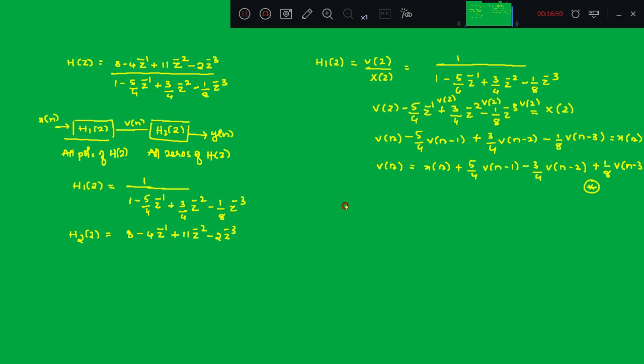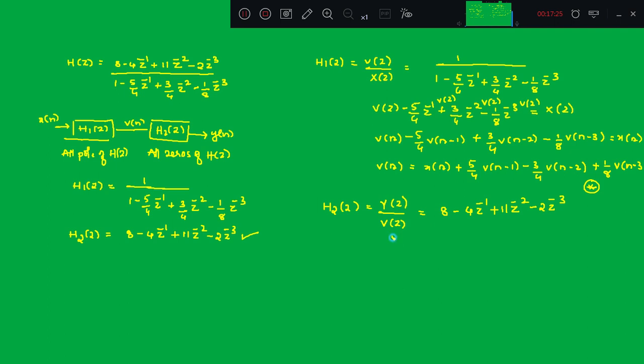So similarly we will take the second transfer function, that is H2(z), which is equal to, for this H2(z), what is the output? y(n), and the input is v(n). So in terms of z, we will write H2(z) as z transform output divided by z transform input, is what? Y(z) by V(z), which is equal to, what is H2(z)? This one, 8 minus 4 z raised to minus 1 plus 11 z raised to minus 2 minus 2 times z raised to minus 3.